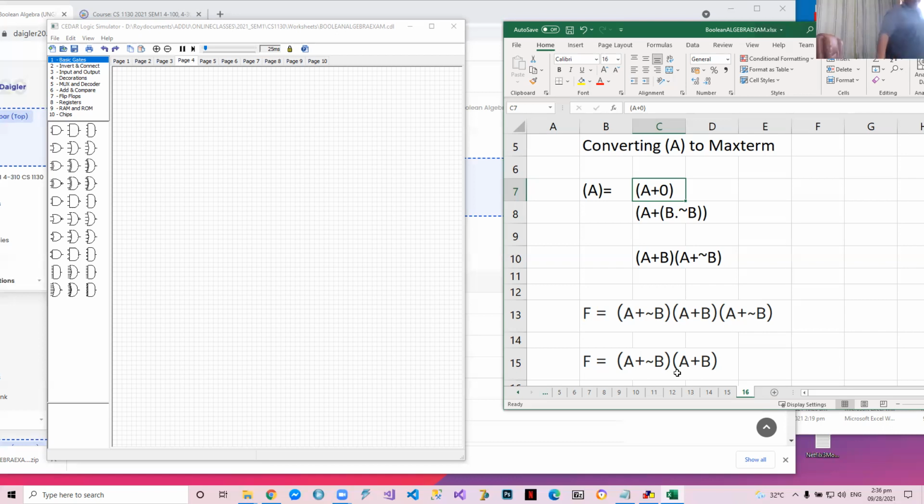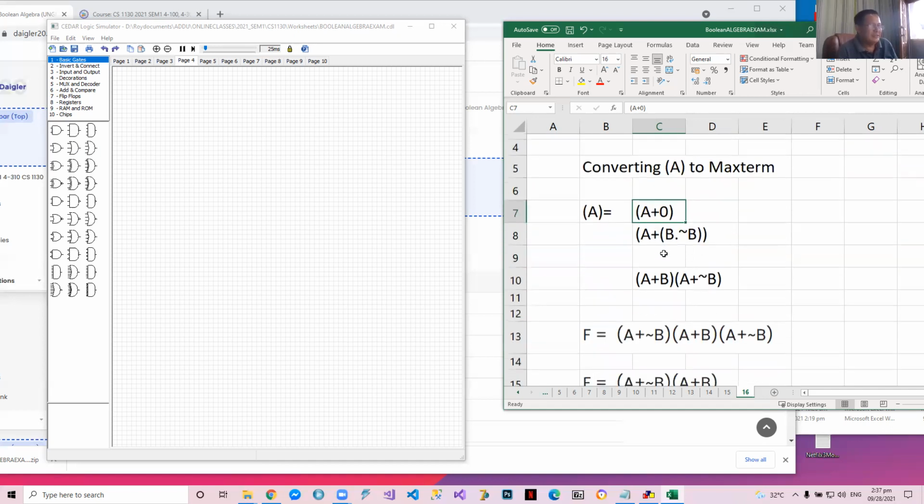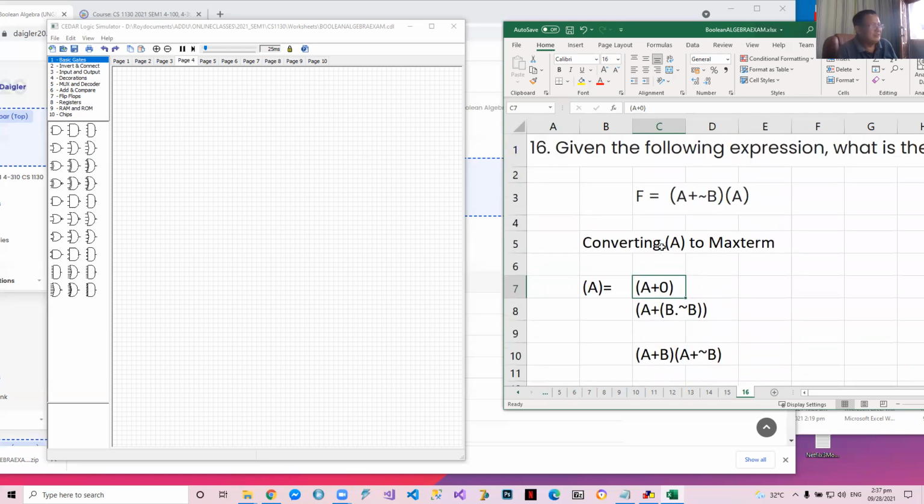So, what did you find? It's the same, right? Will you have the same answer if you do this in Cedar Logic? Obviously, you will get the same answer. Okay?